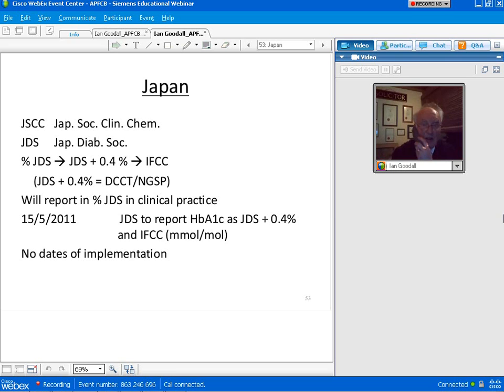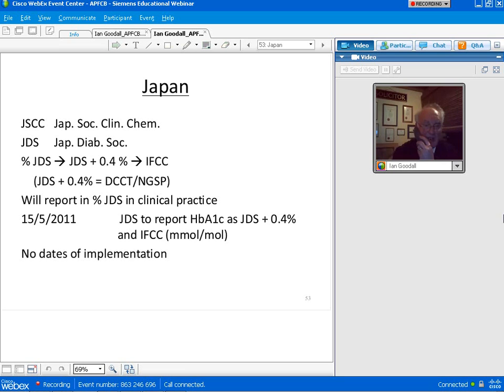So we'll just come to Australia. Next week, Australia is due to start dual units, so we've been very slow. This has been done by teleconferences and emails with the College of Pathologists, the AACB, the Australian Diabetes Society, the diabetes specialists, and the Australian diabetes educators.